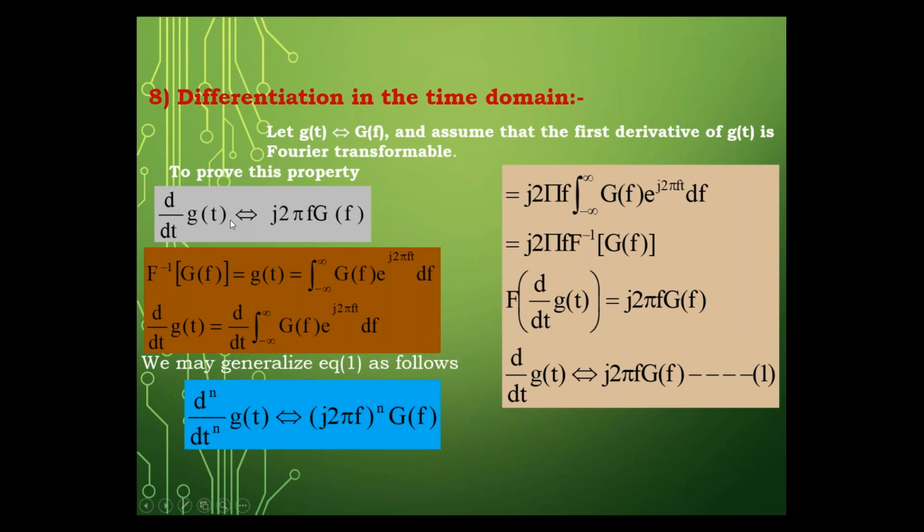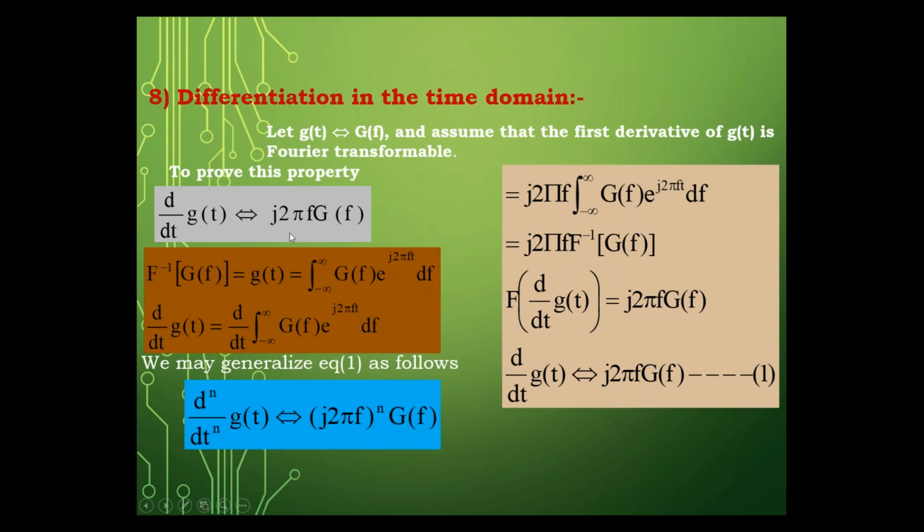Now please try to understand. Here you are going to get g of t, and for g of t you are applying the time differentiation. So to get this g of t, first you need to start with the inverse Fourier transform. Keep this point in mind. When you write the inverse Fourier transform of G of f, you can write g of t equal to integral from minus infinity to plus infinity G of f into e power j2 pi f t df. You are finding the inverse Fourier transform of G of f, which is nothing but g of t.